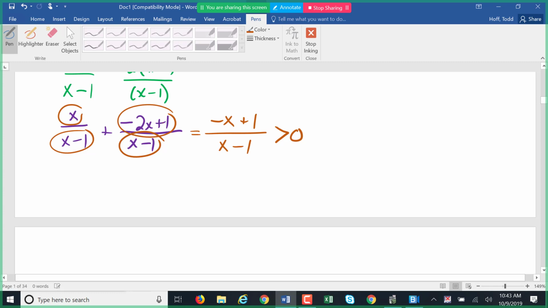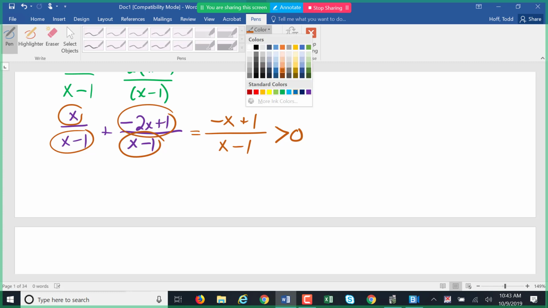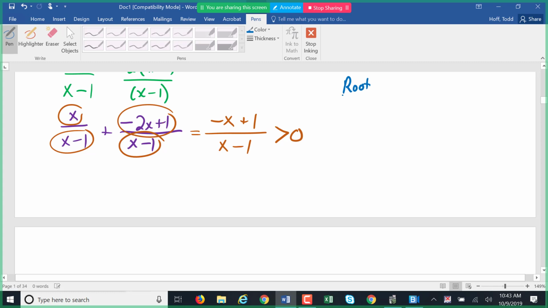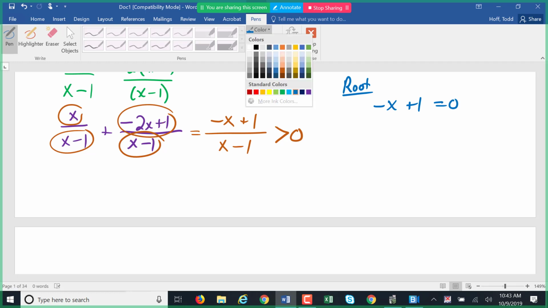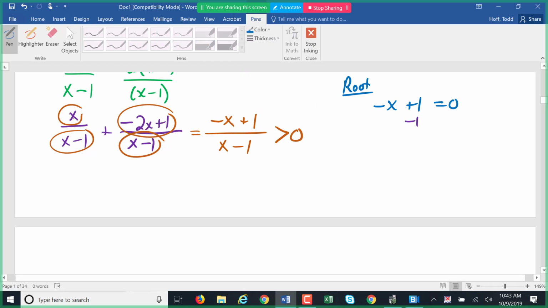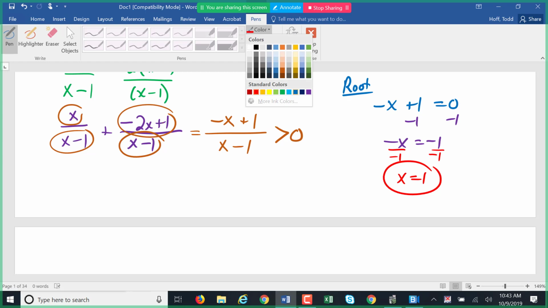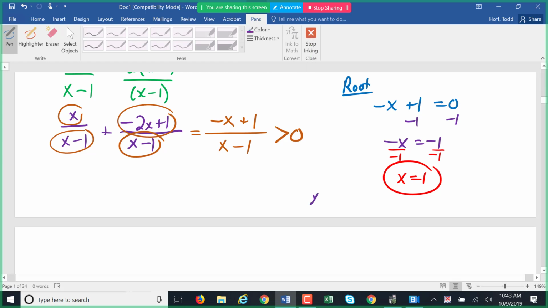And that's still being compared to greater than 0. So I try to find roots by using the numerator. Negative x plus 2 equals 0. Well, I subtract 2 from both sides. Negative x equals negative 2. And I divide by negative 1 to get rid of the negative on the x. Gives me x equals 2. So that's a root. I do the same on the bottom. x minus 1 equals 0. That gives me x equals 1. That is an asymptote.